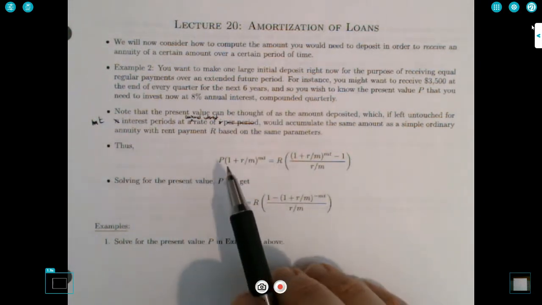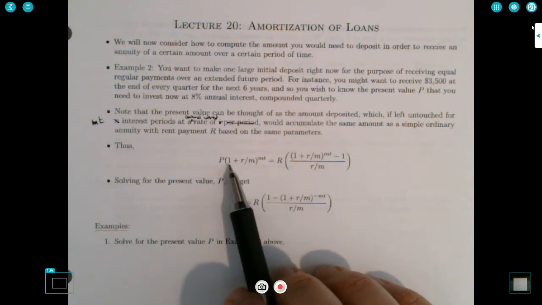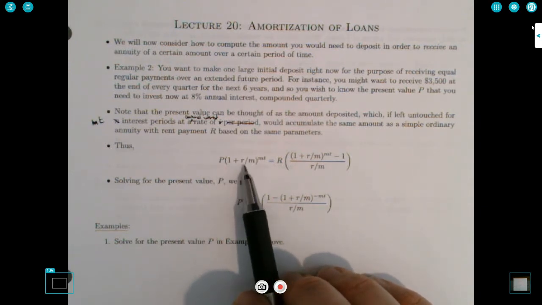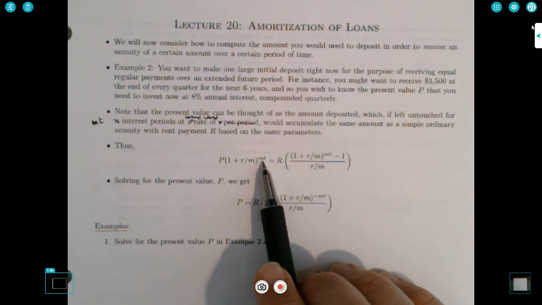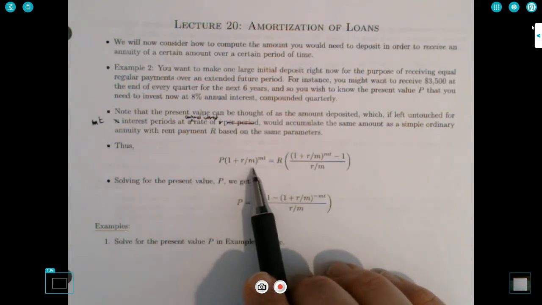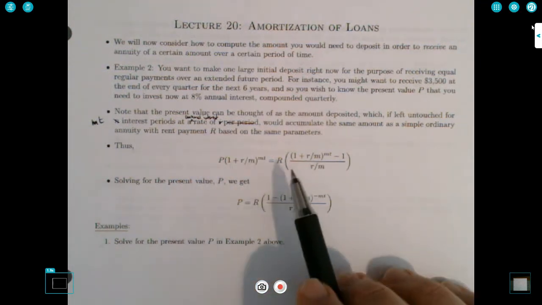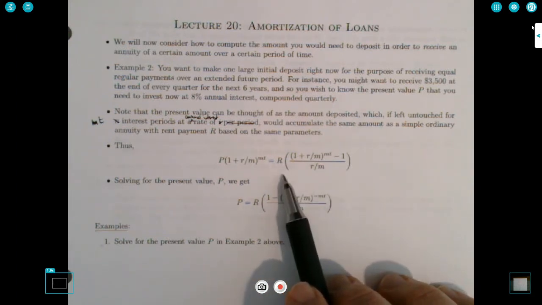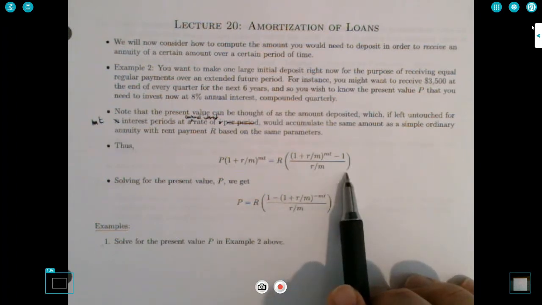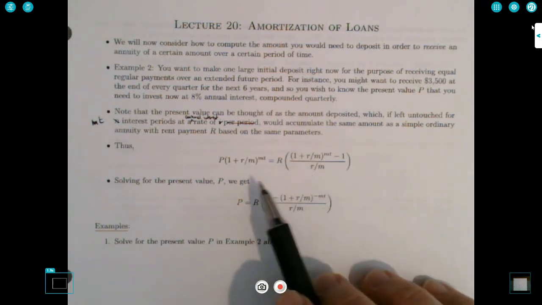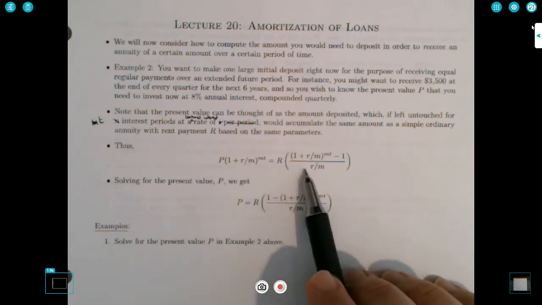So here we have the principal plus the interest gained on the amount that you deposited over MT interest periods. We talked about that in lecture, I want to say lecture 17 probably, or maybe 18. And then here we have the simple ordinary annuity payments based on the same parameters, and these two things should be equal.